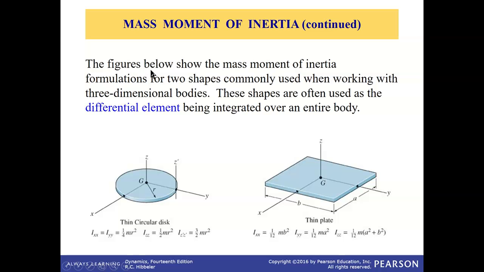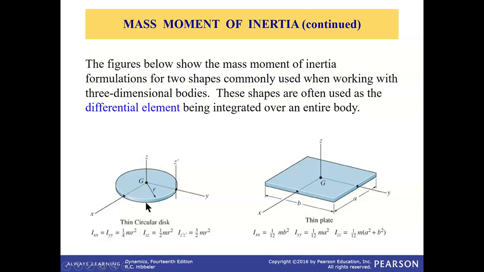The figures in this example show the mass moment of inertia formulations for two shapes commonly used when working with three-dimensional bodies. These shapes are often used as differential elements being integrated over an entire body. In this example, we have a thin circular disc. This is the x-axis and y-axis, so the plane of the disc is parallel to the xy plane, and the z-axis is perpendicular to the plane of the disc, and G is the mass center of the disc.